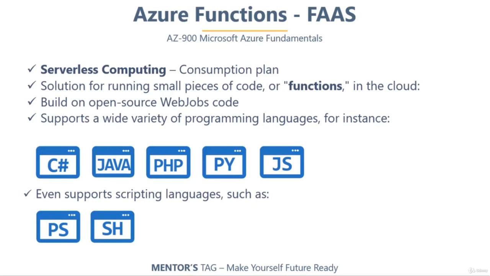Azure Functions are built on open source web job code. Now, if you are familiar with web jobs in Azure App Services, let me tell you one thing. Azure Functions are also associated with web jobs code, but these functions are totally independent and can be integrated with any existing Azure resources. It supports a wide variety of programming languages, including C#, Java, PHP, Python, JavaScript and more.